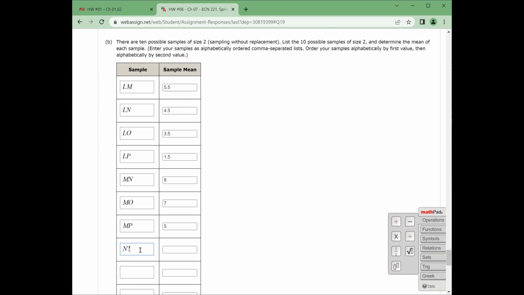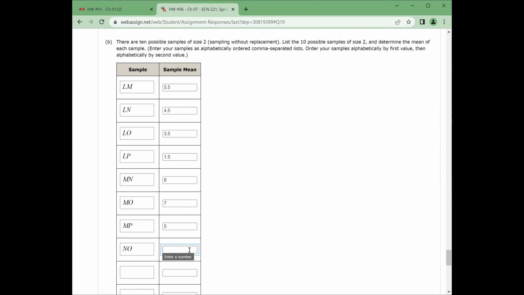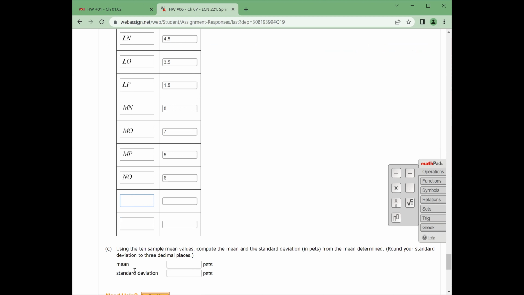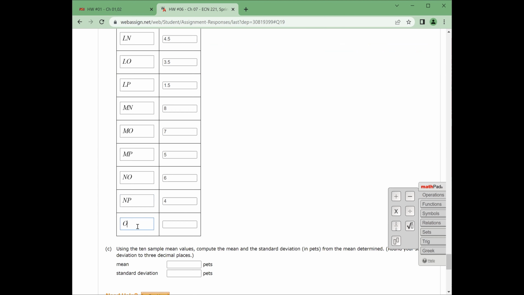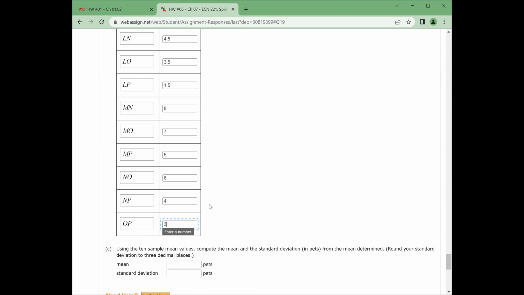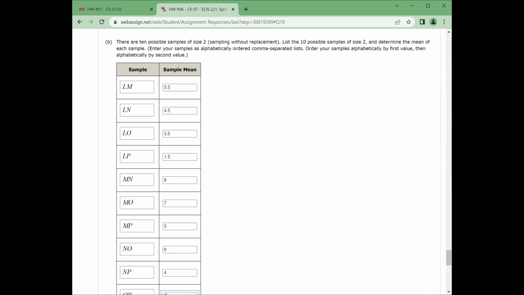N and O is 7 plus 5. That's 12 divided by 2 is 6. N and P is 7 and 1. That's 8 divided by 2, which is 4. And then the last one there is O and P, which is 5 plus 1, which is 3. All right, so let me snip these in.